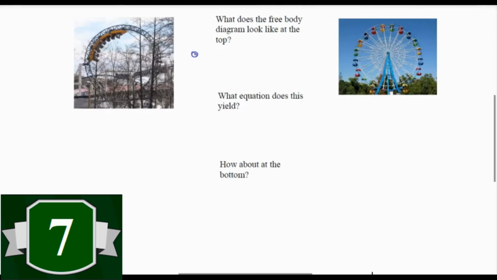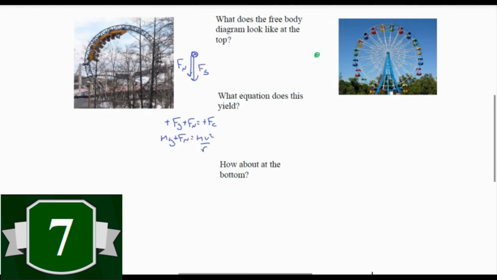At the top of the loop for the roller coaster, both gravity and the normal force are downward, and so is the centripetal force, because remember, it's always toward the center of the circle. That gives us minus Fg minus Fn equals minus Fc. You can cancel all those negative signs. Plug in, you get mg plus normal force equals mv squared over r.